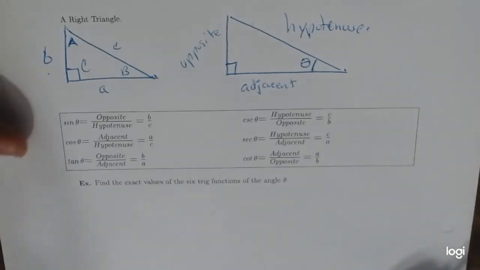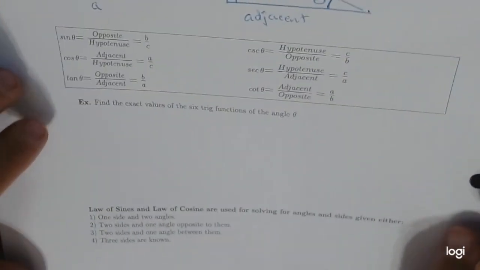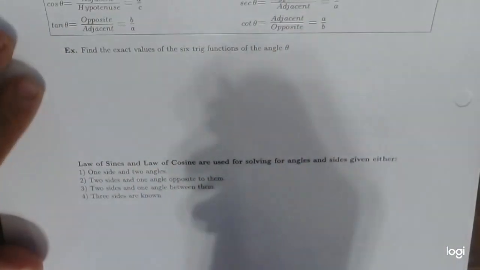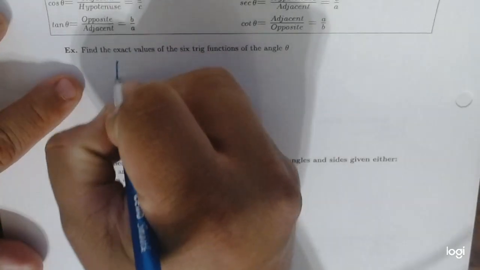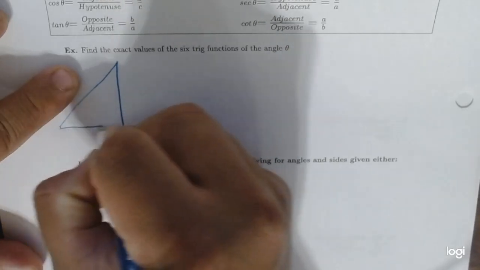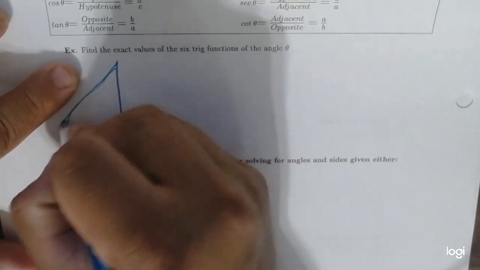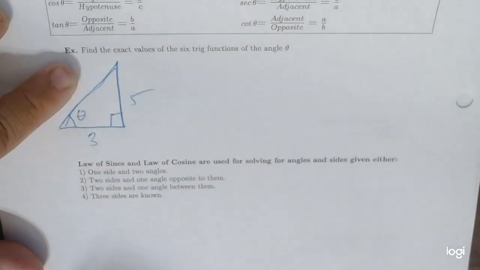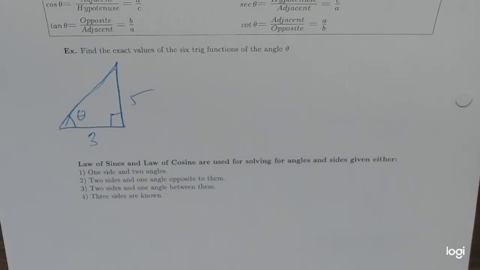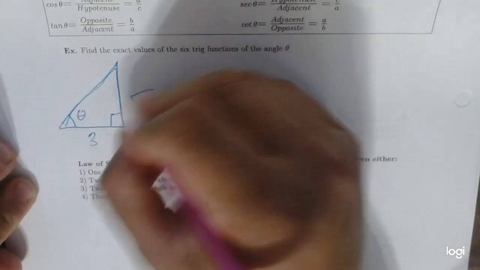Okay, so essentially let's just do a quick little example so you can see exactly what's going on. It says find the exact values of the 6 trig functions. So for this one, I have to give you the picture. So let's suppose this is our picture here. There's a right triangle, and there's theta, and we want to find the 6 trig functions. In order to do that, we have to find all the sides of the triangle. Since we're given 2 sides, using the Pythagorean theorem, we can find the hypotenuse.